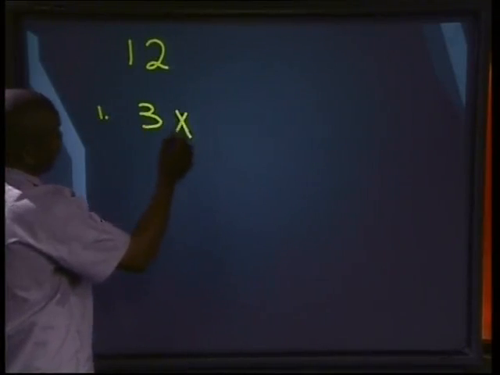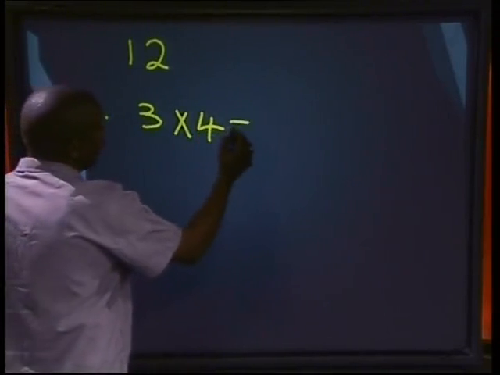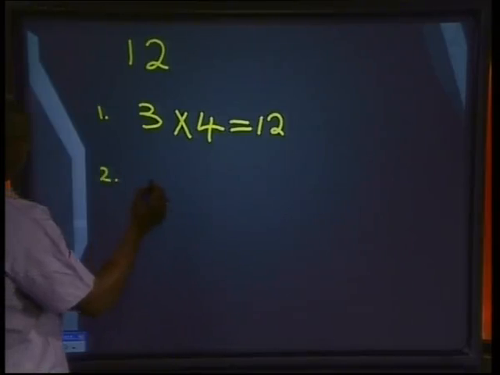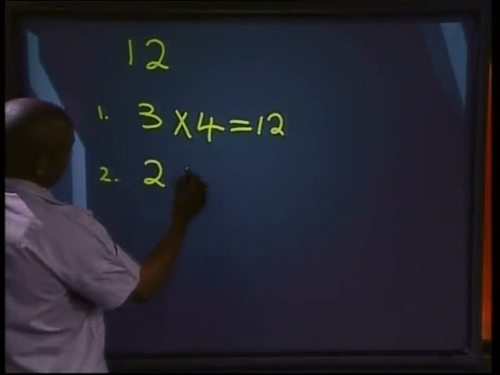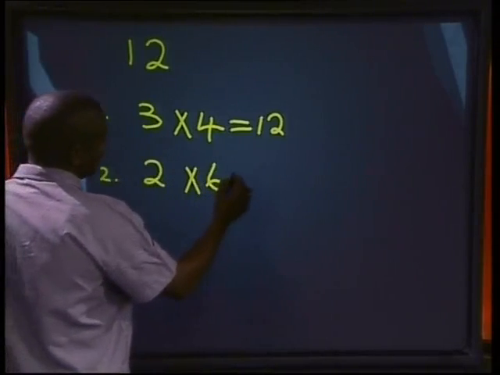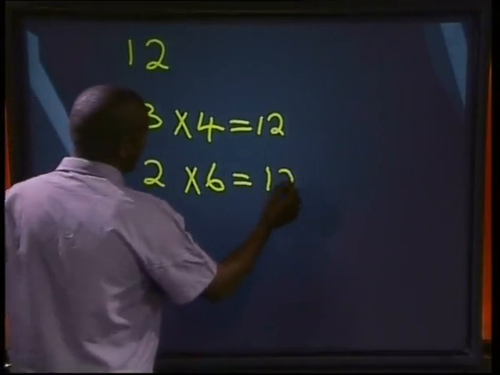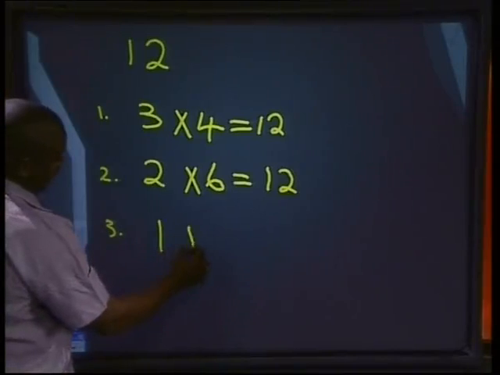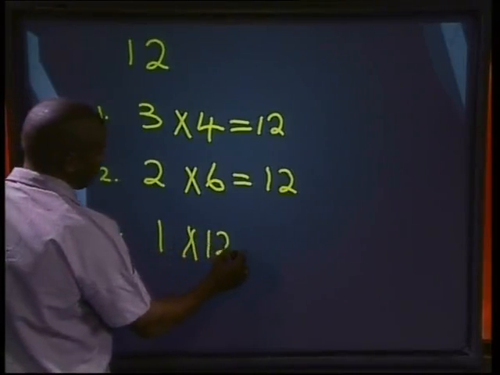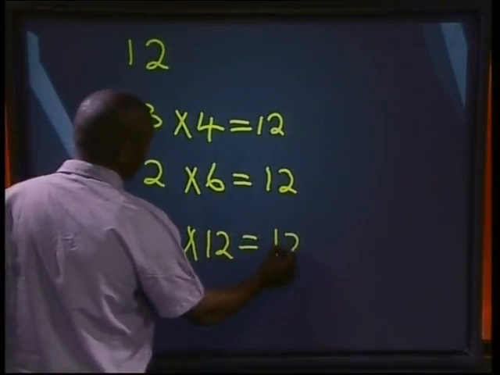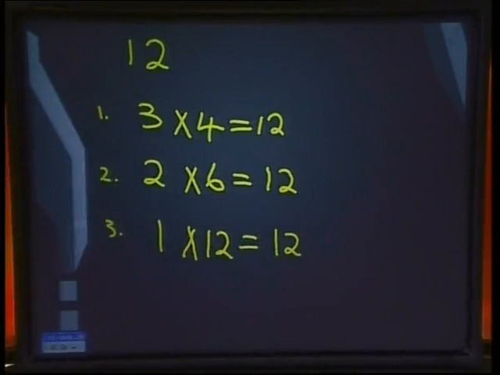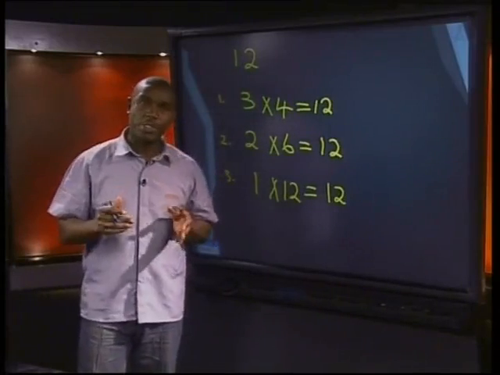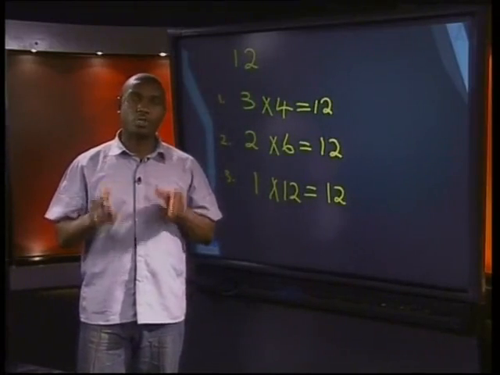3 times 4 will give us 12. 2 times 6 will give us 12. 1 times 12 will give us 12. How many factors does 12 have? Or in other words, how many different numbers can divide into 12?